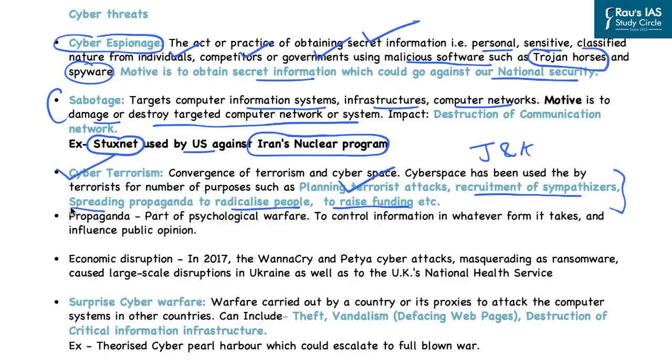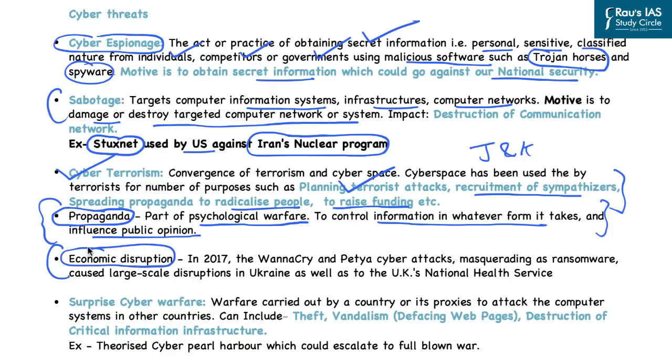Further, we are aware that propaganda is also one of the types of cyber warfare that can be used, and it is basically a part of psychological warfare. It can lead to controlling information in whatever form it takes and influencing public opinion. We are aware that such a propaganda war is being unleashed in Jammu and Kashmir, where people are getting resentful against the Indian state. Also, another type of cyber warfare that can be utilized is economic disruption. A prime example of such economic disruption caused by cyber attacks is 2017, when WannaCry and Petya, which are ransomwares, were used to cause large-scale disruptions in Ukraine as well as in the United Kingdom's National Health Service. And the last type of cyber warfare that can be utilized is surprise cyber warfare.